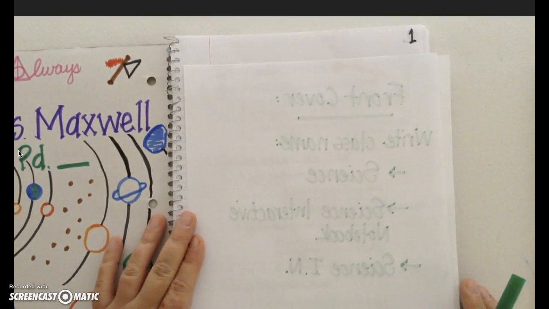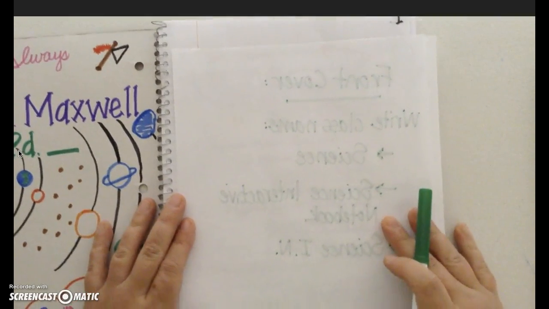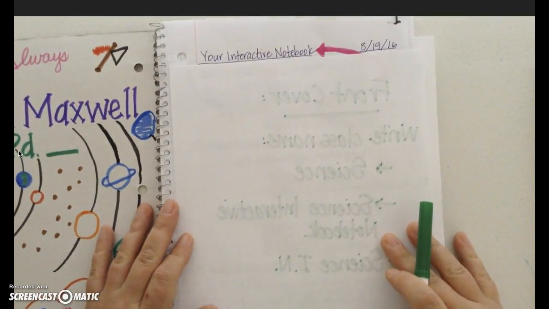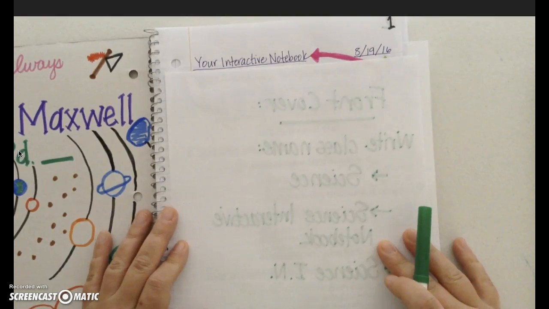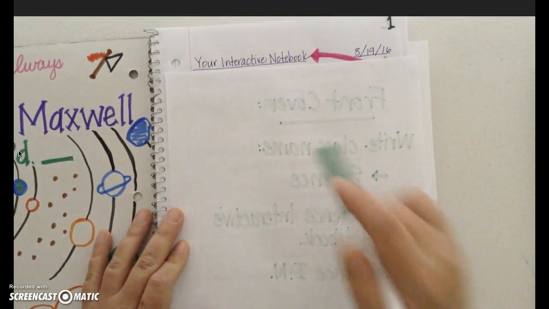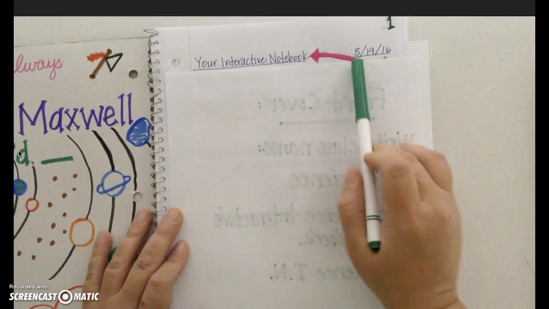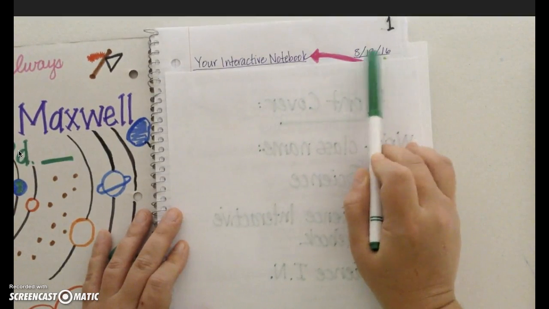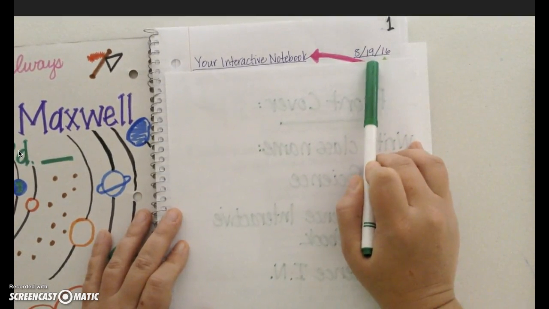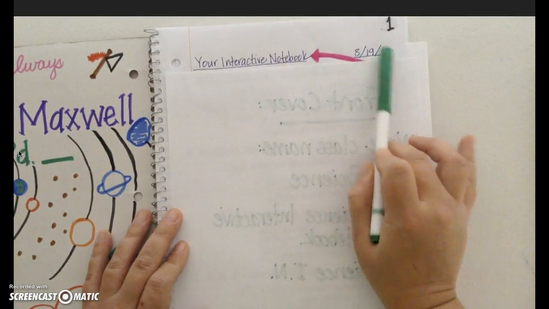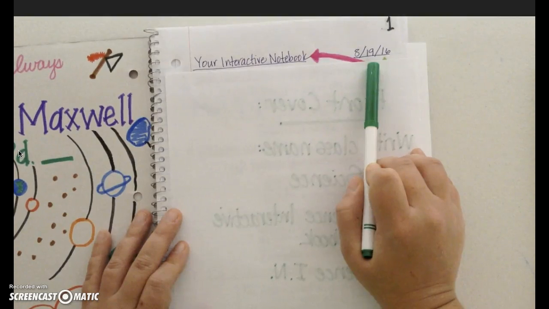So on page 1, we're going to start with the title. And the title of these notes is going to be your interactive notebook. So please take a second and write this down. Put the date over here. I know mine says the 19th. That's because I did it on Friday, the 19th, when I wrote these out. But you can put today's date or you can put the 19th. It doesn't really matter.